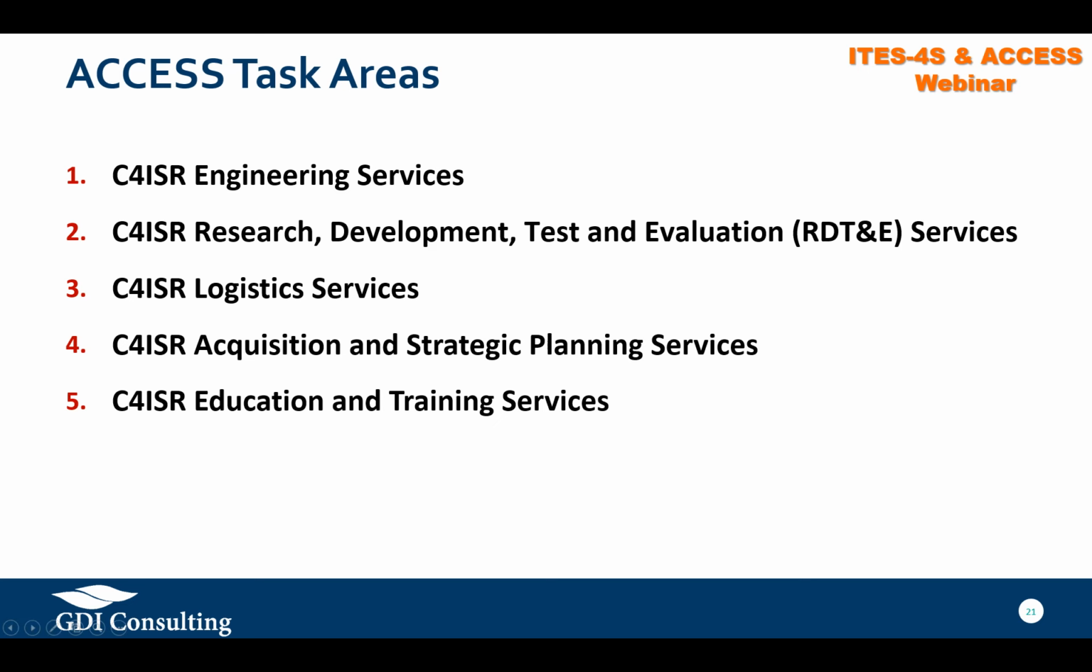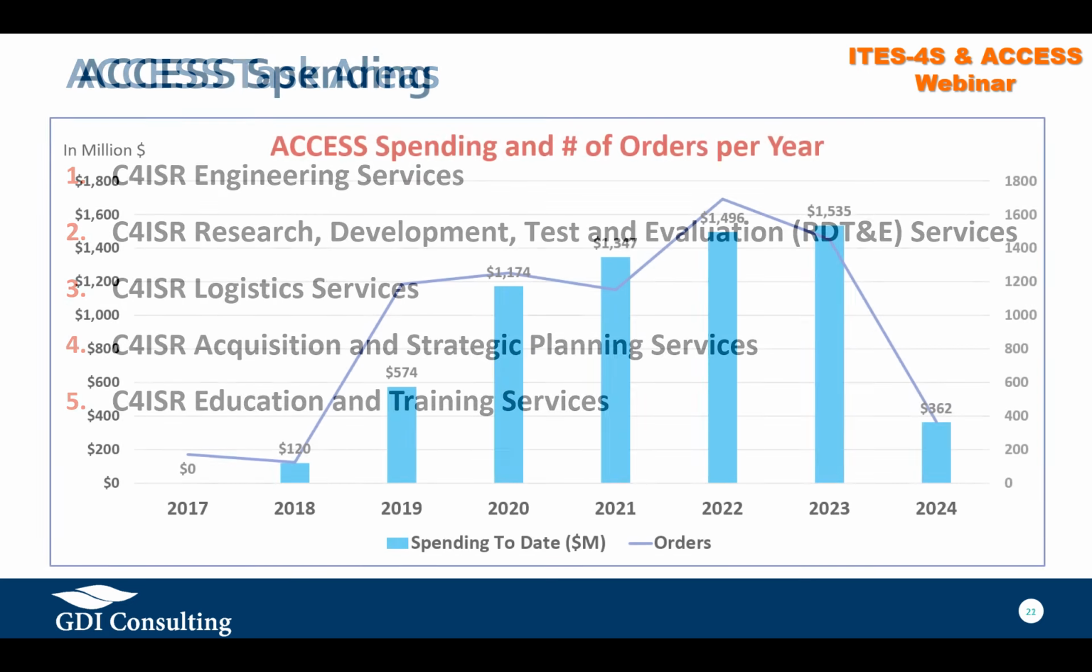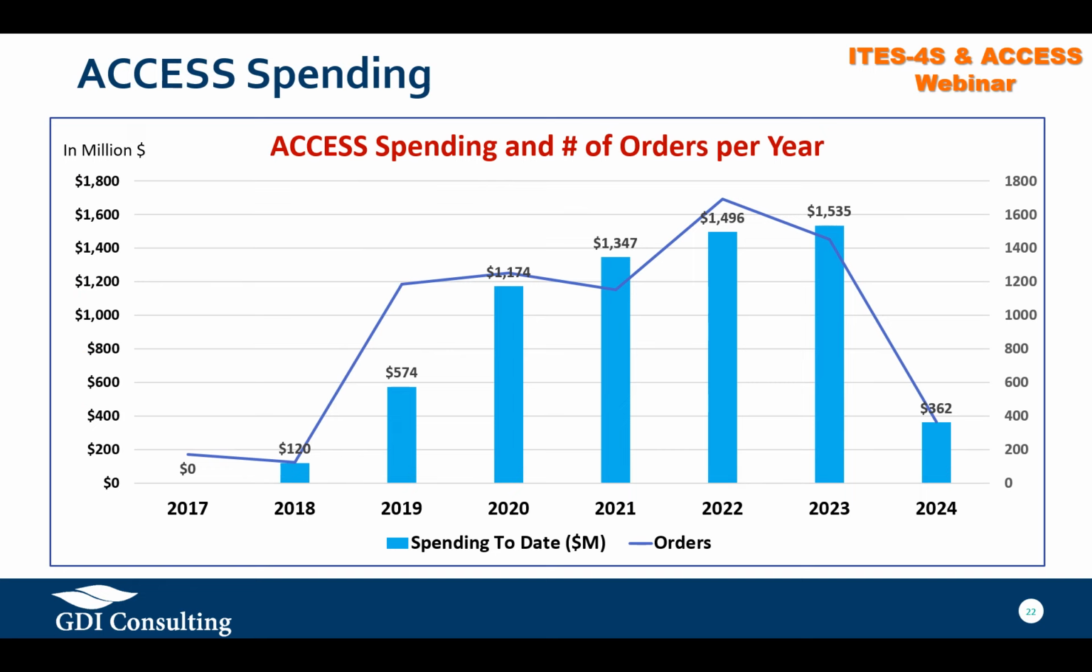Okay, in terms of spending, let's look at the spending of ACCESS. You can see that that has been growing as well, approximately $1.5 billion per year moving forward. So this has been a growing contract as well. You can see the number of orders have been growing as well. Between 2022 and 2023, there was a drop, but not a big drop. But you can see the value of the contracts has been growing steadily throughout these years.